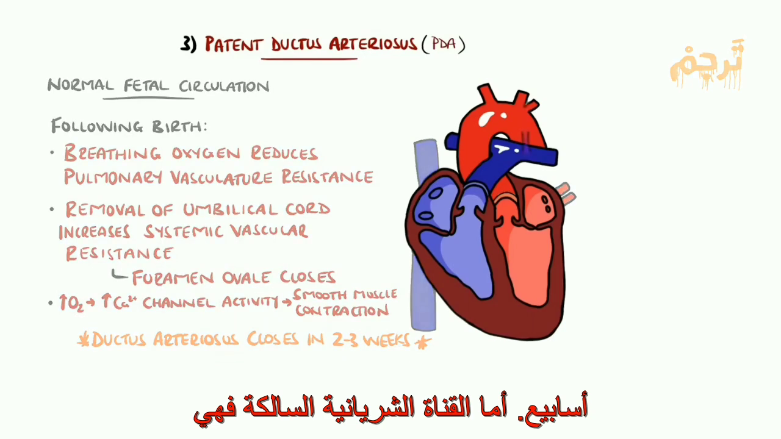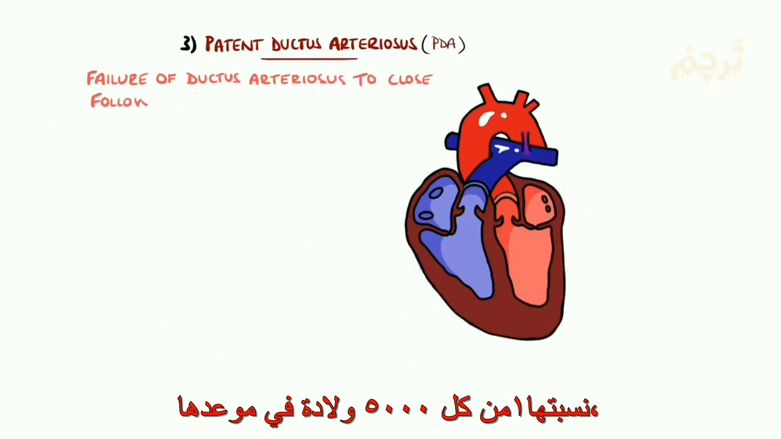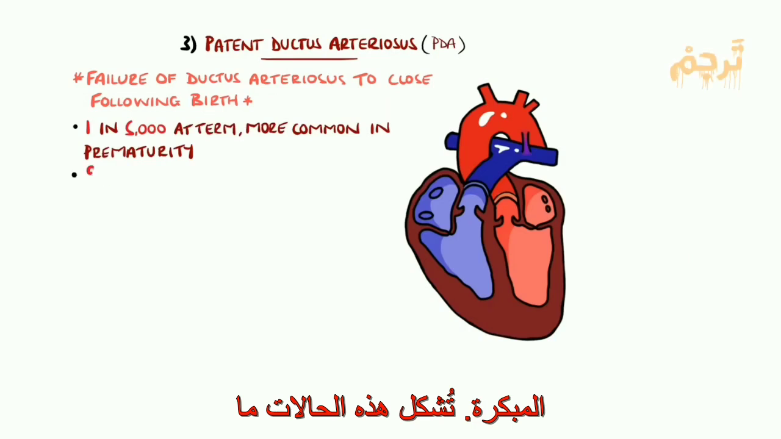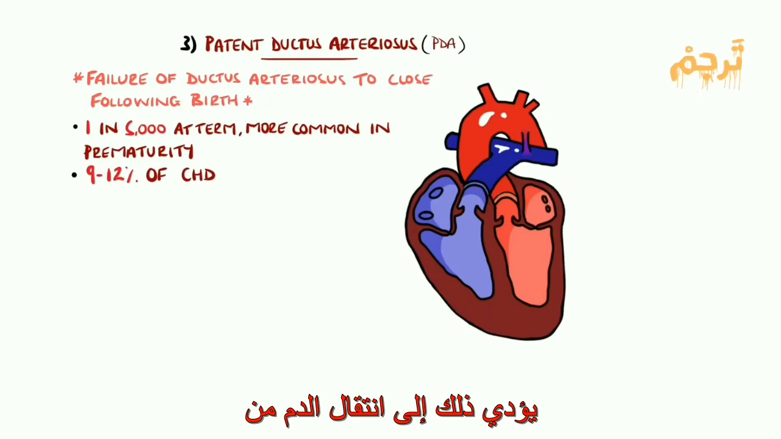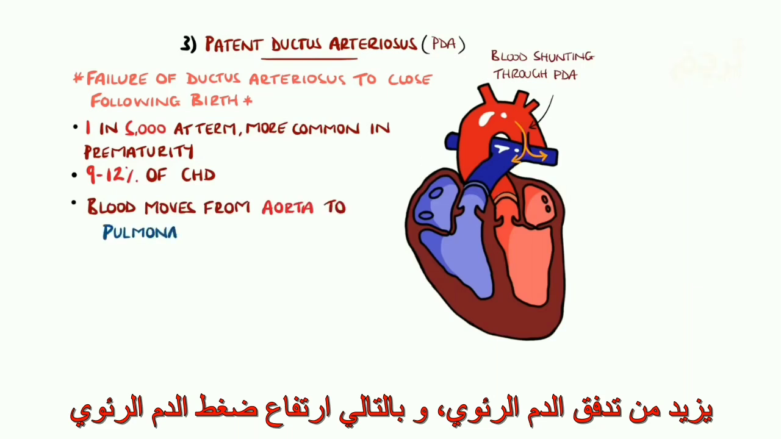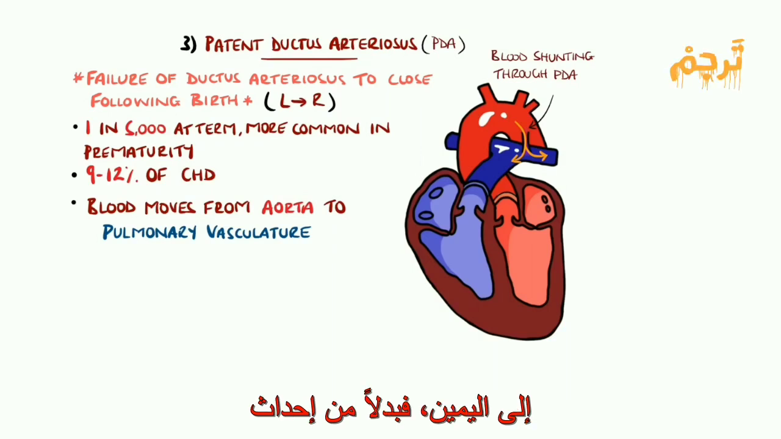A patent ductus arteriosus is one that doesn't close after birth, with rates in at-term births being 1 in 5,000, but becomes much more common in prematurity. They make up between 9 and 12% of congenital heart disease. This causes blood to move from the aorta into the pulmonary artery and increases pulmonary blood flow, leading to pulmonary hypertension and right heart strain, as do the other left to right shunts.